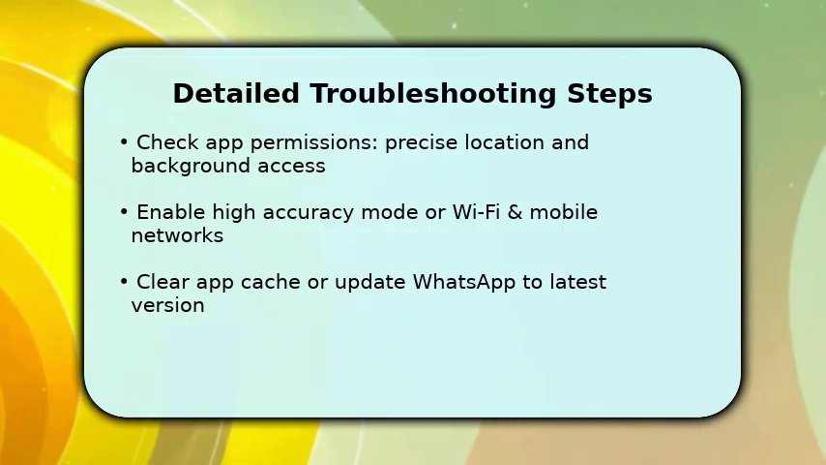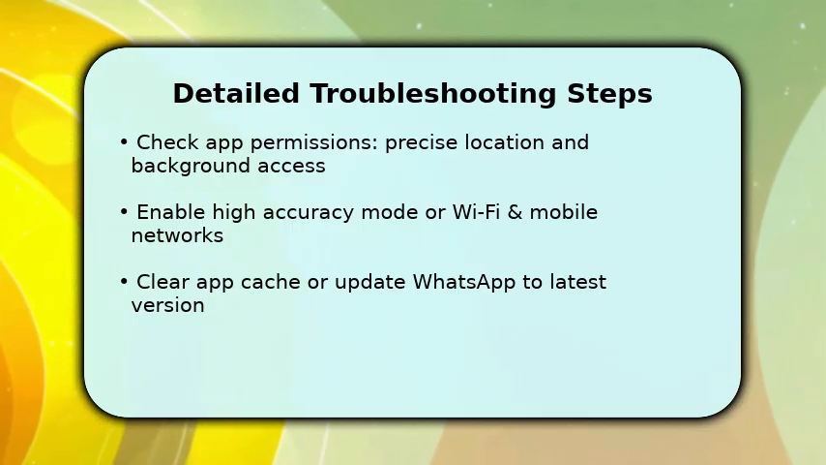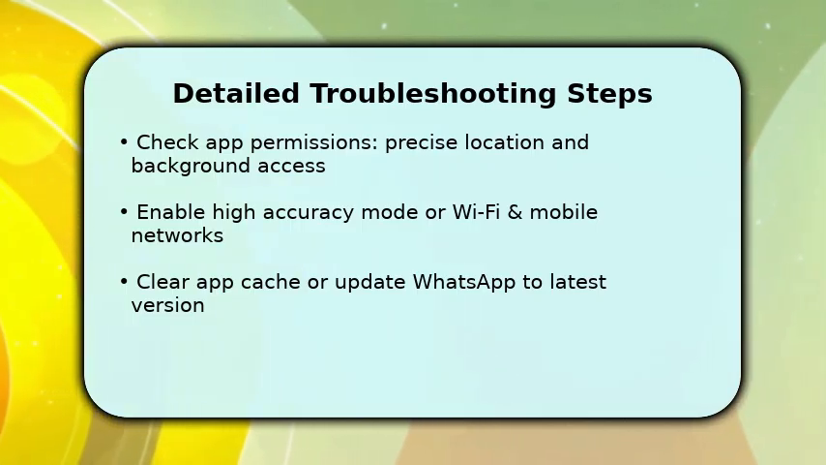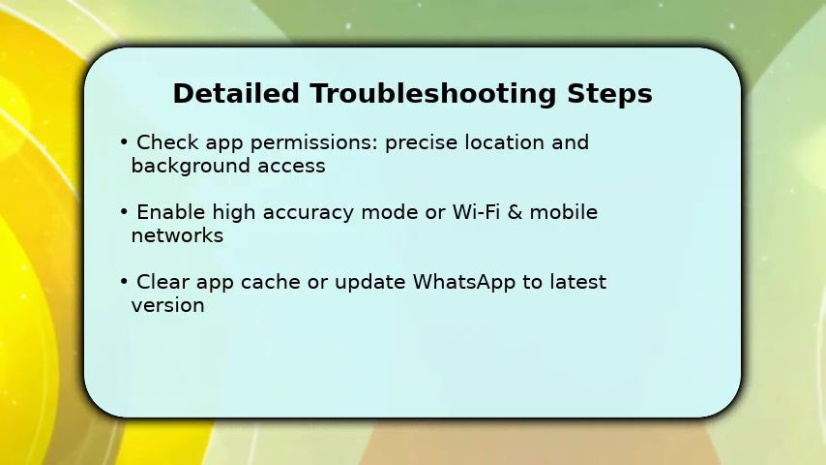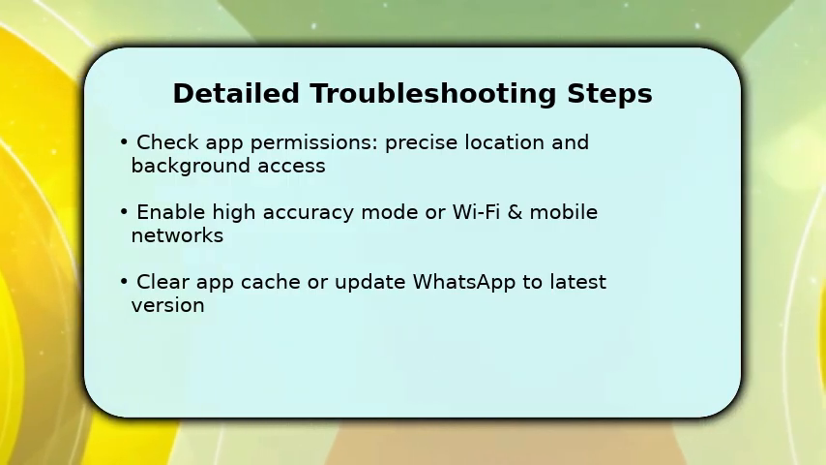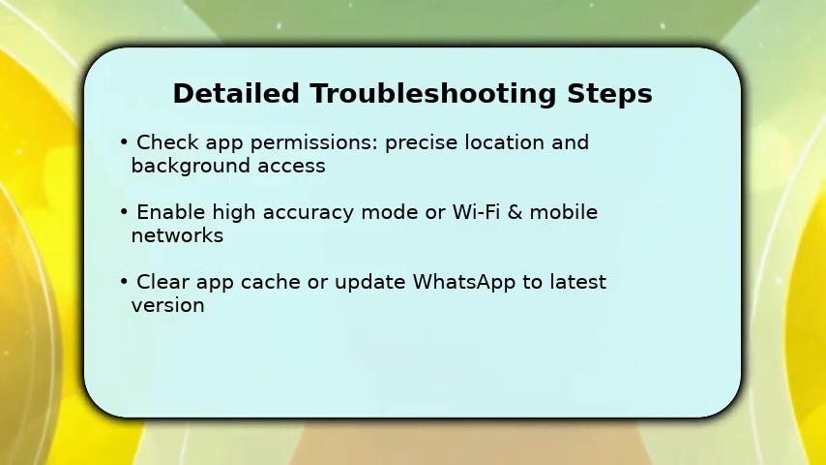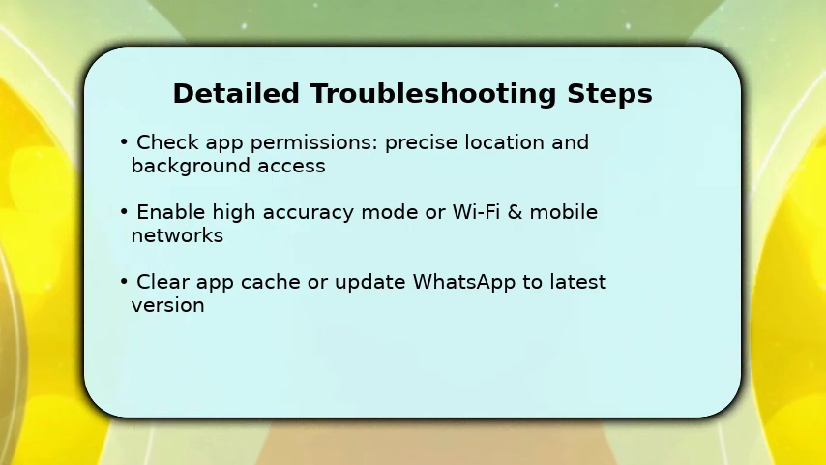If issues persist, clear the app cache or update WhatsApp from the store. Outdated cache or app bugs often block location sharing. Once those are done, relaunch the app and test sending a live or static location to confirm progress.